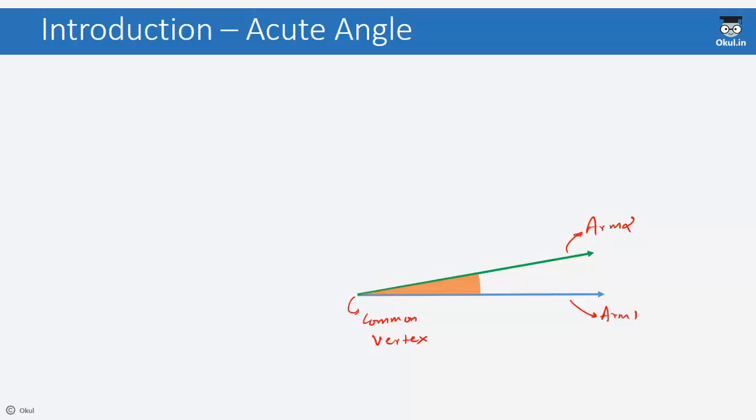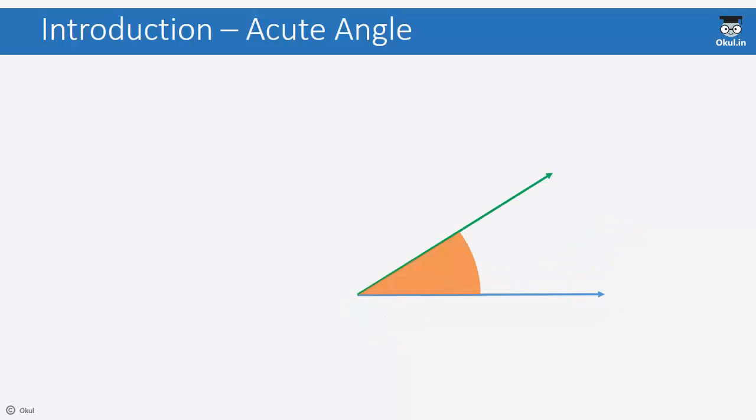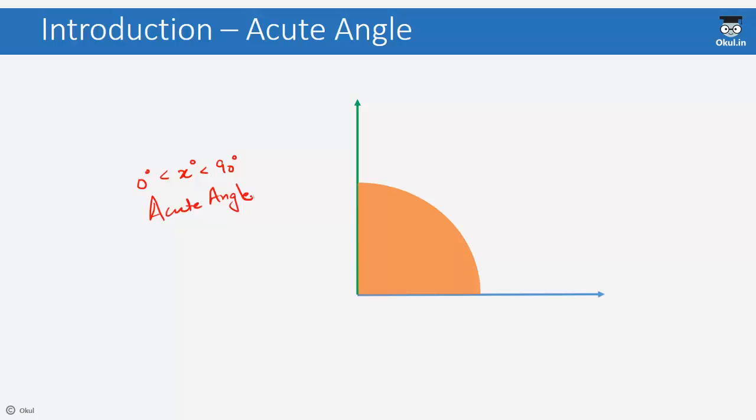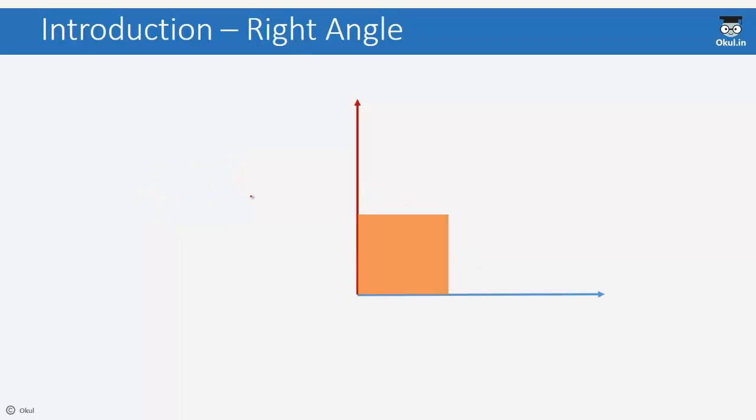Now let us learn about the kinds of angles. The first kind of angle is the acute angle. If the measure of the angle is between 0 degrees and 90 degrees, then we say it is an acute angle. Suppose the value of the angle is x degrees and it is between 0 and 90 degrees, then this is an acute angle. The next kind of angle is the right angle, as shown in the figure. If the value of x is equal to 90 degrees, then it is a right angle.